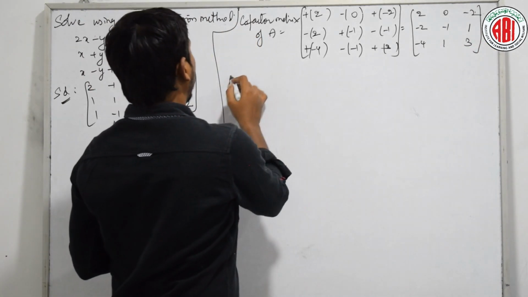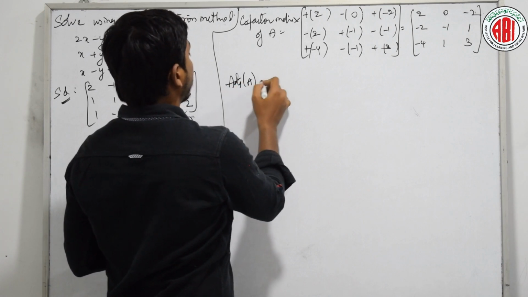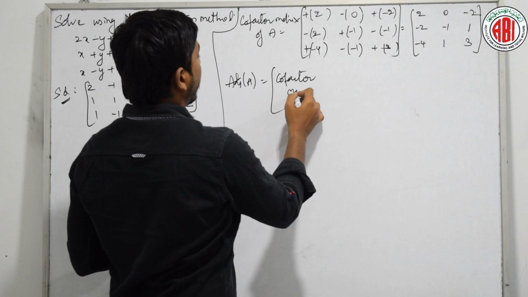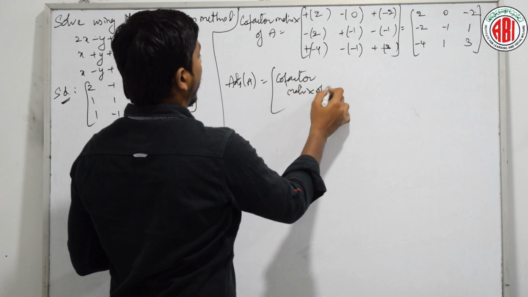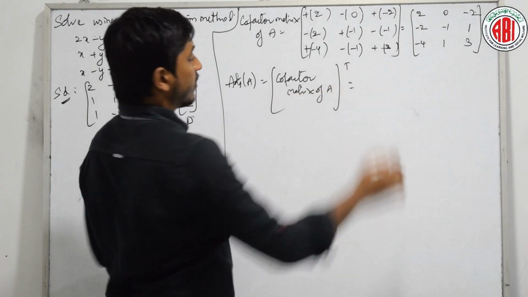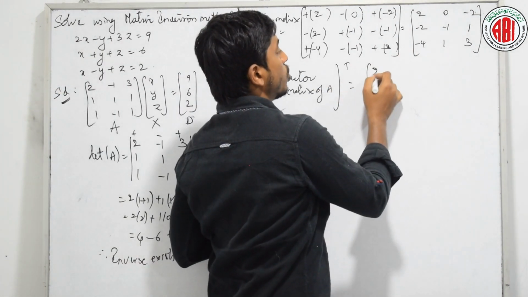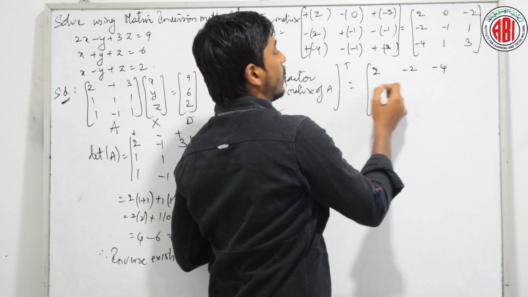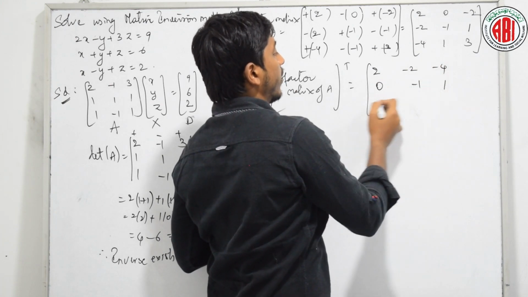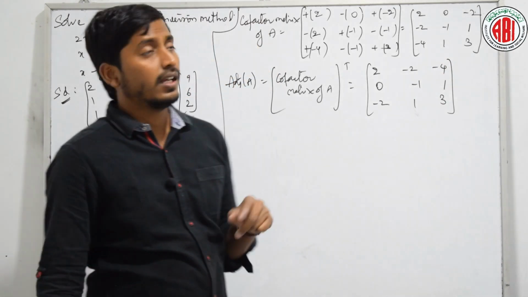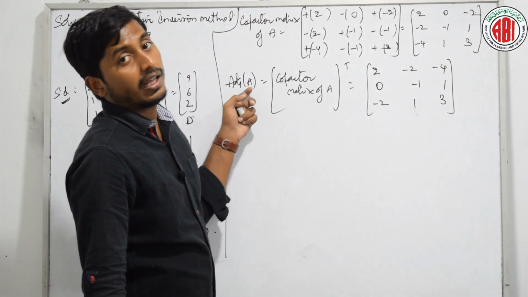Then what we have to find? Adjoint A, that is nothing but the reciprocal (transpose) of the cofactor matrix of A. Is it right? Now I have to do the reciprocal for this. That is 2, minus 2, minus 4, 0, minus 1, 1, minus 2, 1 and 3. Is it fine? This is my adjoint A.